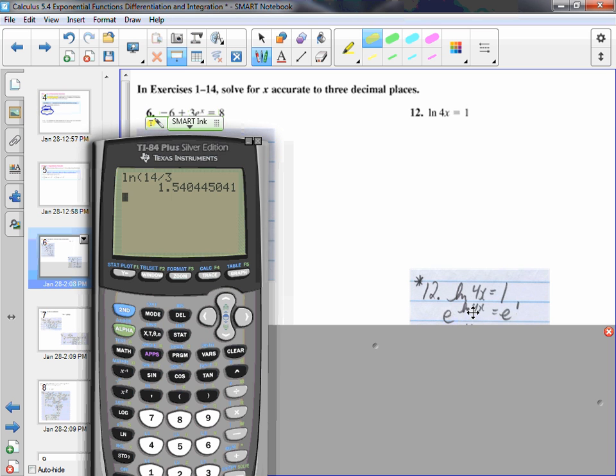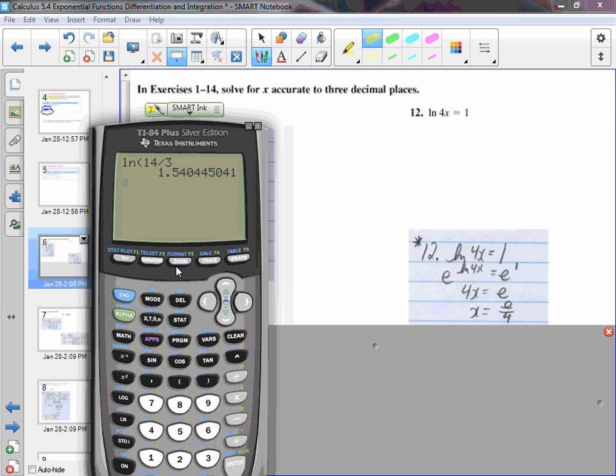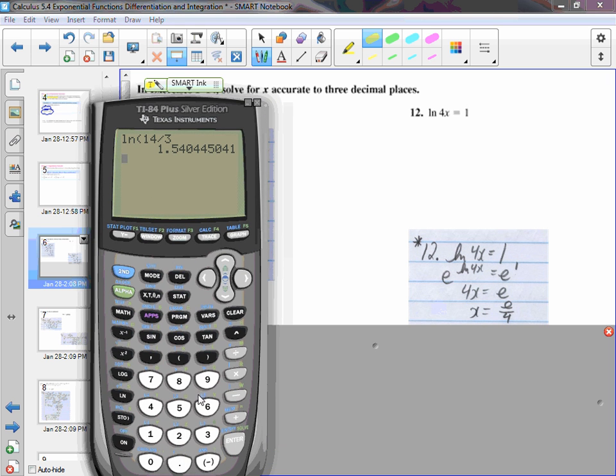What is e to the natural log of 4x? 4x. Definition of inverse functions. It has to work that way. And e to the 1, no need to call it e to the 1, it's e. Well, we can solve for x now, can't we? Divide both sides by 4. If they didn't tell us to give them a decimal answer, we'd be done. So let's see. I need to get e divided by 4.